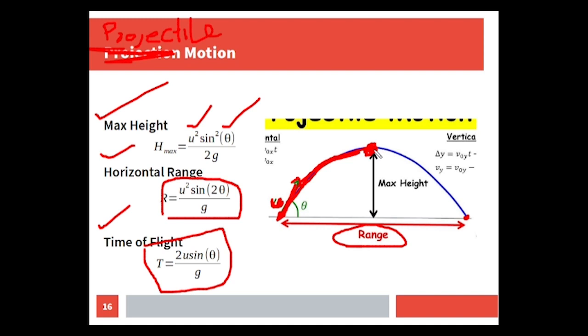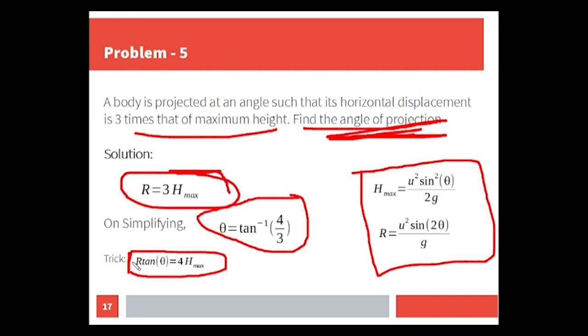So let's discuss a simple problem. A body is projected at such an angle that its horizontal range is 3 times the maximum height. We are asked to find the angle of projection. We can write the equation R equal to 4 H max. We have already written the equations for H max and R, so you can substitute and solve. Using R tan theta is equal to 4 H max, and substituting R equal to 3 H max, H max cancels on both sides, and you get tan theta equal to 4/3, or theta equal to tan inverse 4/3.